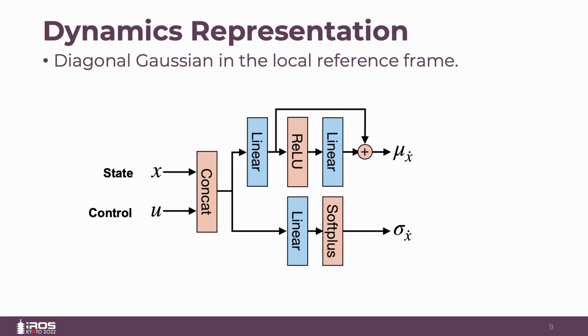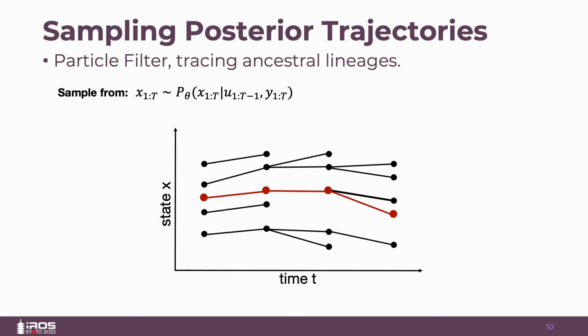In our experiments, we parameterize the unknown dynamic models using the following neural network architecture, which predicts the mean and the variance of the state derivatives in the robot's local reference frame. To sample the posterior trajectories, we first use the standard particle filter to obtain the state samples at each time step. We can then sample each trajectory by first picking a particle at the last time step and then tracing back its ancestral lineage, as shown here.